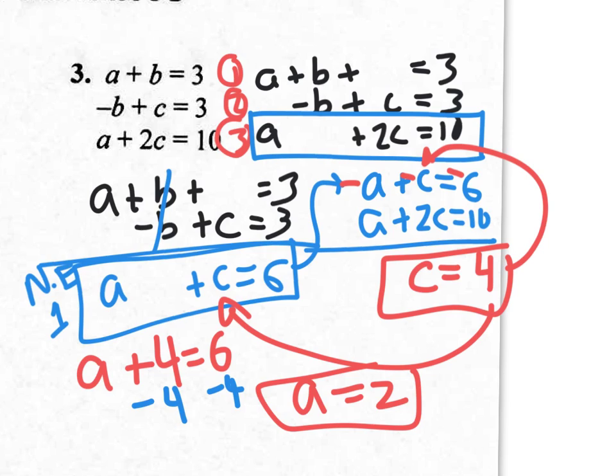So at this point you already have 2 answers. A is 2, C is 4. All you need is B. So go to an equation that has B in it. Maybe this top one.